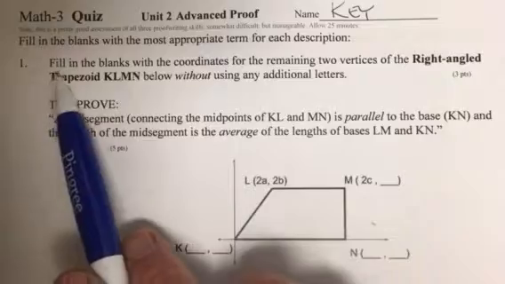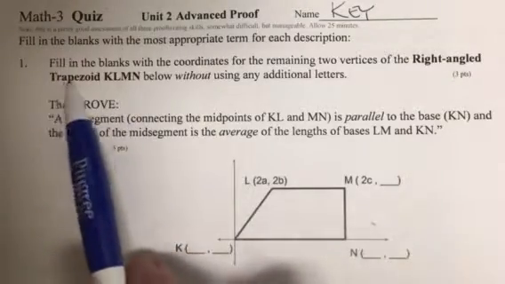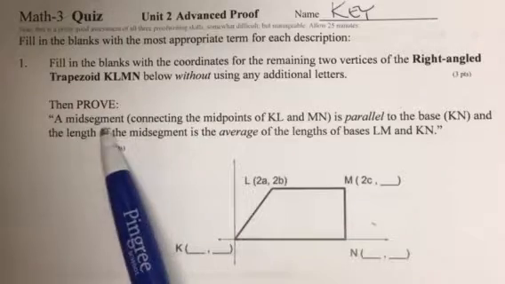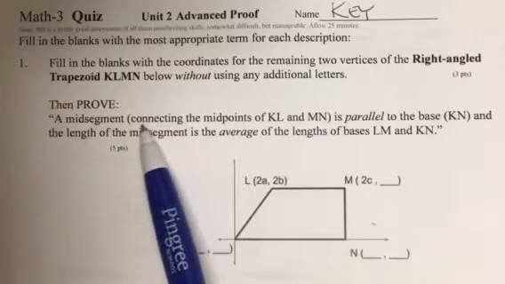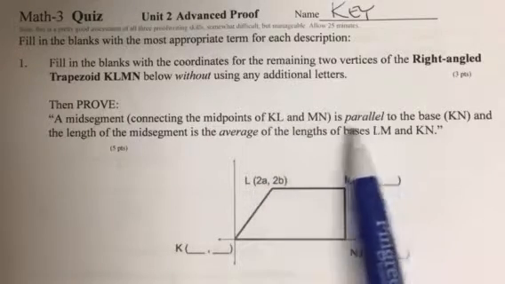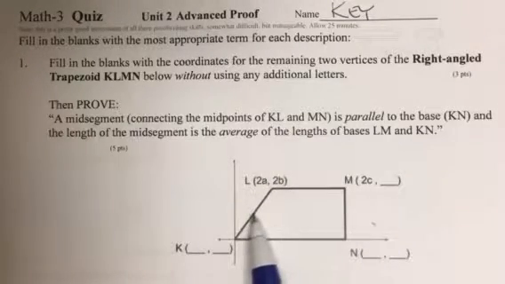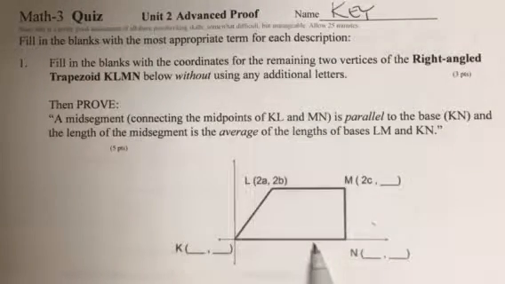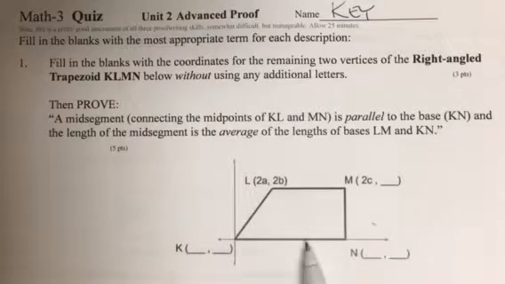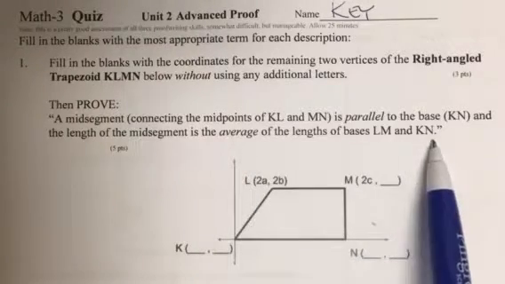To do any of these, it's really helpful to know exactly what these words are saying, okay? So know your vocab. A mid-segment, you don't have to know that because I tell you that it's the thing connecting the midpoints of KL and MN is parallel. The mid-segment that goes from the midpoint here to the midpoint there is going to be parallel to the base, and it will be the average of these two lengths, LM and KN.